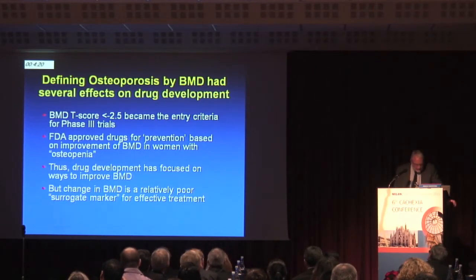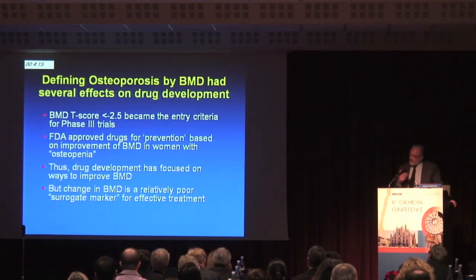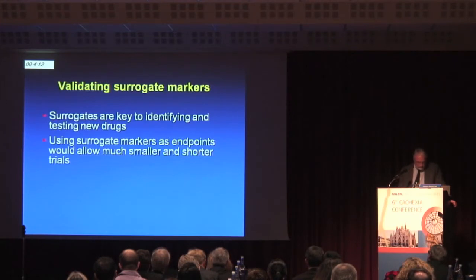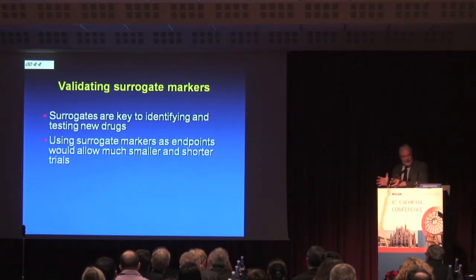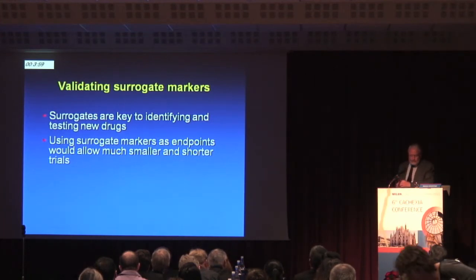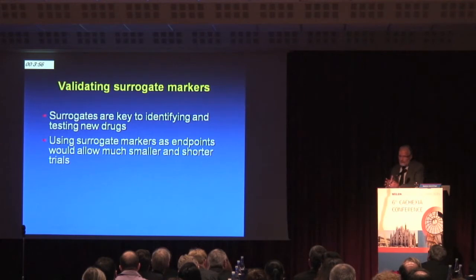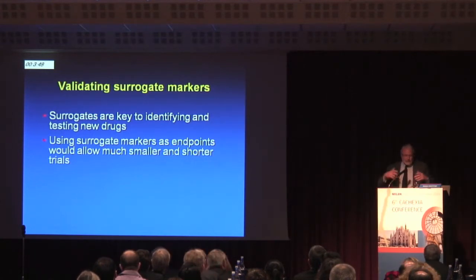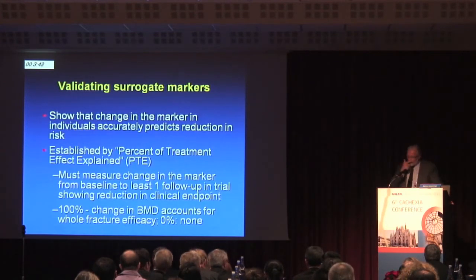But change in bone density turns out to be a relatively poor surrogate marker for the effectiveness of treatment on fracture risk. Now, a word about surrogates. It's important to have validated surrogate markers because they can not only be targets for drug development, testing new compounds, but the holy of all holies is that with a good validated surrogate marker, you might do trials with just the marker as an endpoint. They can be smaller. They don't have to be large clinical endpoint studies. That's what we keep hoping for in osteoporosis.